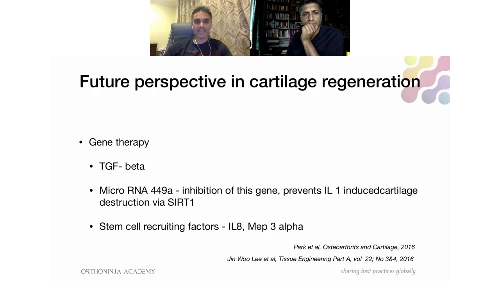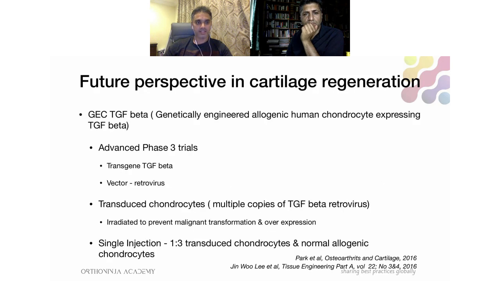MicroRNA 449A is a gene which, if you inhibit it, reduces destruction of cartilage through interleukin-1. And they are recruiting stem cells with interleukin-8 and MIP-3 alpha. Now, this is in advanced phase 3 clinical trials, and we don't see any of this in our traditional literature. We tend to see this in tissue engineering journals and osteoarthritis and cartilage journals, more towards the borderline of basic science meets clinical practice. So Woo Shin Lee, this is his work.